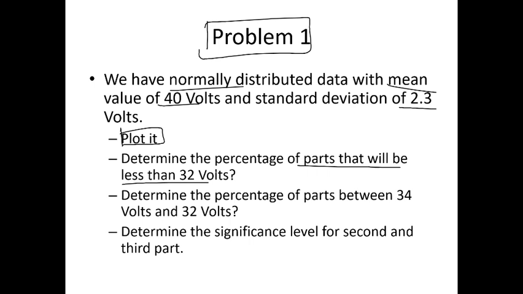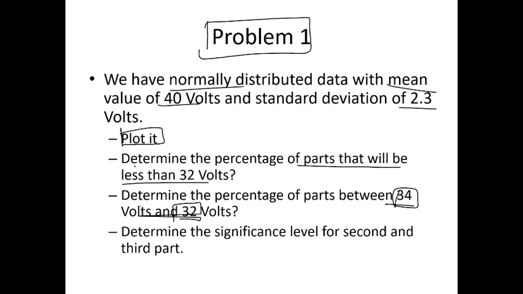How many percent of our parts is less than 32 volts? And then how many of them is between 32 and 34? This is the range that we will look for, and then determine the significance level for the second and the third part. This is the question. So let's try to solve it. The mu value is 40, the standard deviation is 2.3.